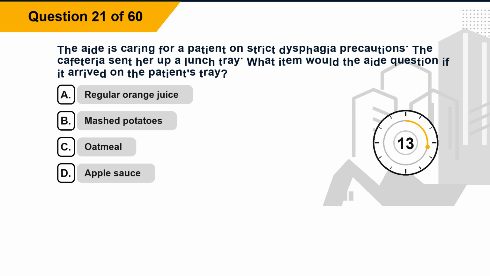The cafeteria sent her up a lunch tray. What item would the aide question if it arrived on the patient's tray? Option A. Regular orange juice. Option B. Mashed potatoes. Option C. Oatmeal. Option D. Applesauce. The correct answer is option A.